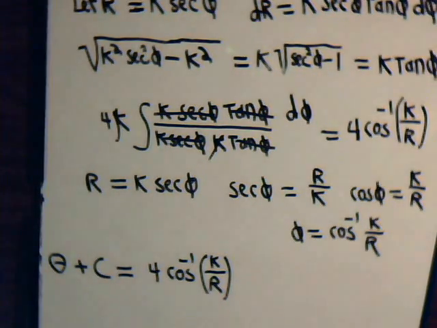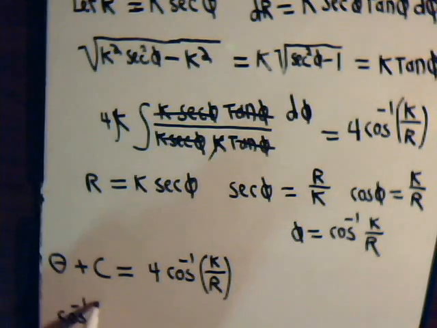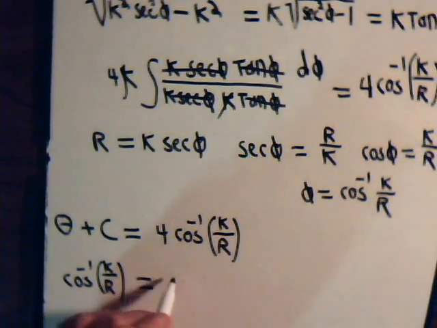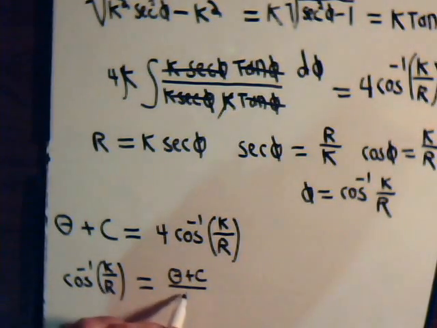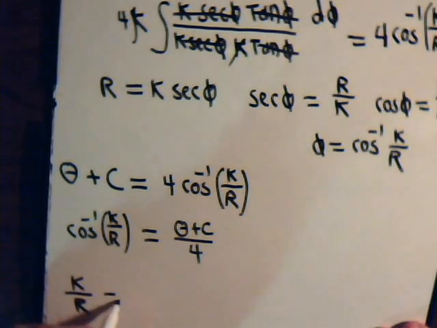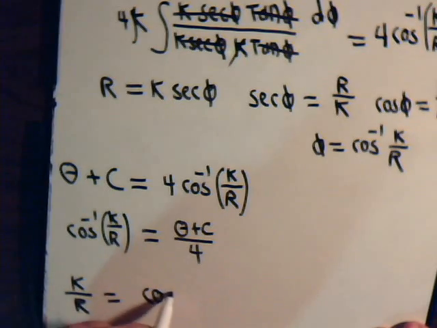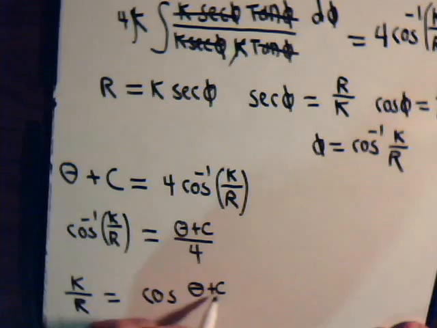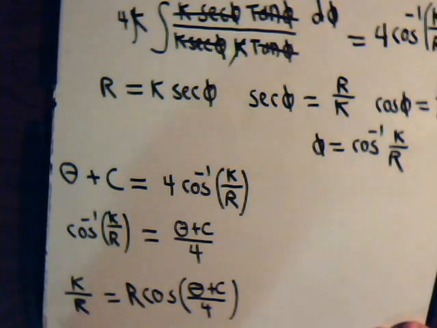So there it is. If we want to, we can say that this will have to equal theta plus c divided by 4. And now if we want, we can take the cosine of each side of the equation, and we have k divided by r equals the cosine of theta plus c divided by 4. That just gives us this. We can put the r over here, and we have this.